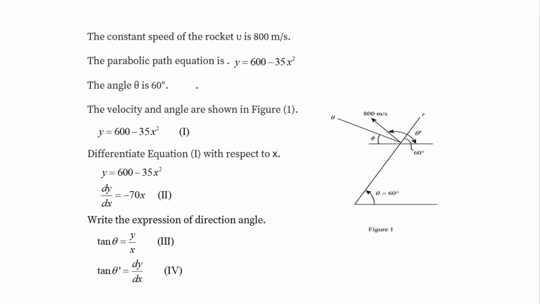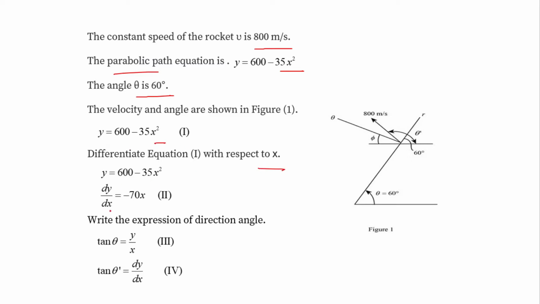Let's see what's given. The path that the rocket is following is a parabolic path with the equation y equal to 600 minus 35 x square, and the instantaneous velocity of the rocket, which is constant over the path, is 800 meter per second. The angle of inclination is 60 degree at this moment, where we can differentiate the equation y equal to 600 minus 35x square with respect to x.